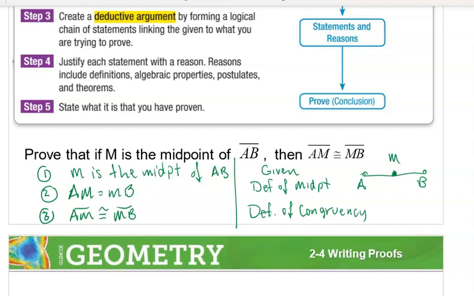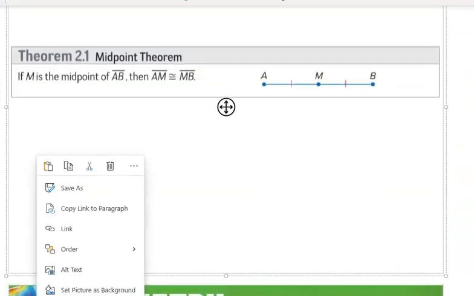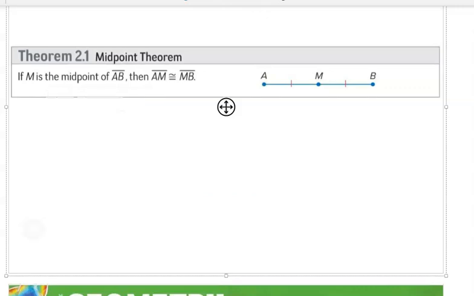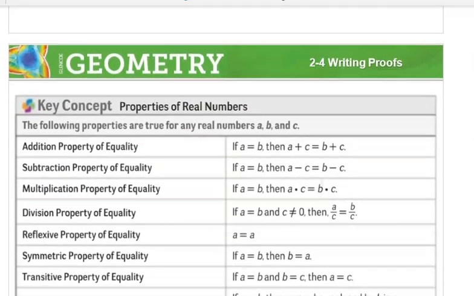So by the definition of congruency, notice that I changed from the measure version of the line segments to the congruent version, and that happens because of this. So what that brings us to is the midpoint theorem. We have just proved the midpoint theorem: if M is the midpoint of AB, then line segment AM is congruent to line segment MB. And then we can say the measure is the same.